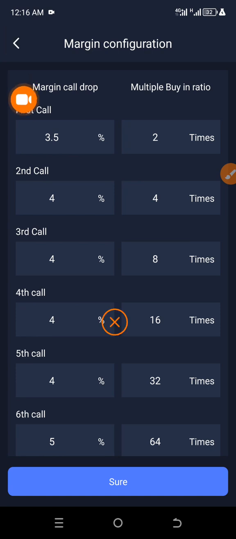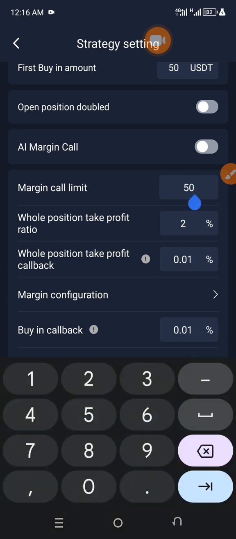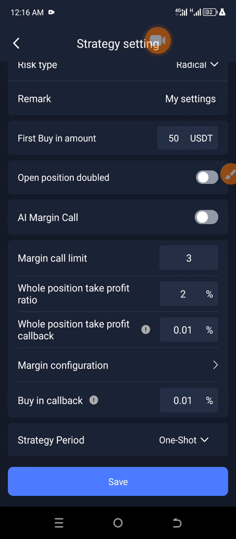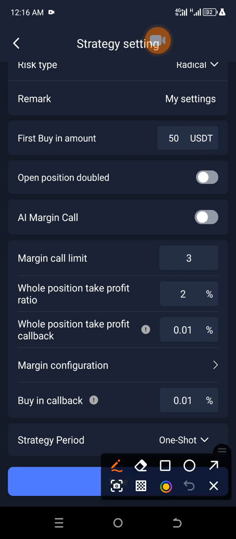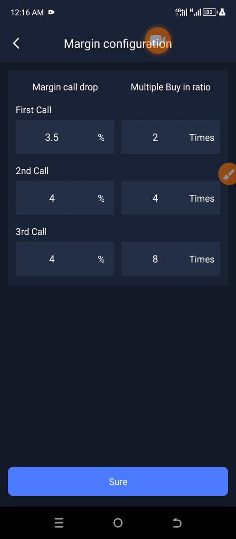Now, the margin configuration, let me show you something. If you put 3 here, when you come to the margin configuration, the margin call limits are putting 3. Okay, this margin call limits, they are putting 3. Now when it comes to the margin configuration, it is 3. I hope you can see it. It is 3.